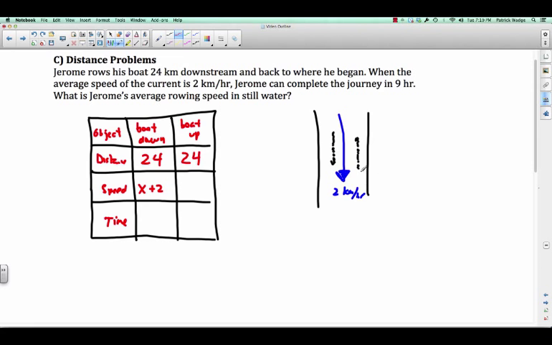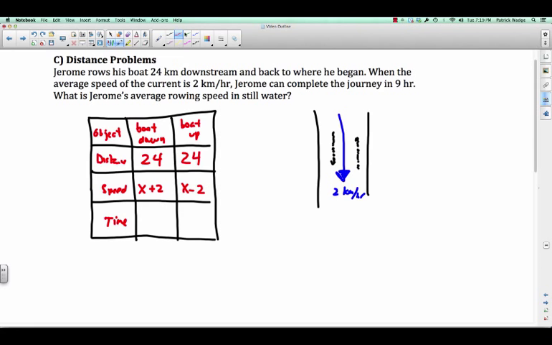Now, when he turns around and comes back up, he's still rowing. We're assuming he's still rowing or sailing, whatever it is, at the same speed. Like, he's exerting the same amount of force, so he's going the same speed in still water, so it's still x. But this time he's getting a push against him. He's going to be slower. So it's not going to be x anymore, it's going to be x minus 2. He's getting pushed against. So that's his speed there.